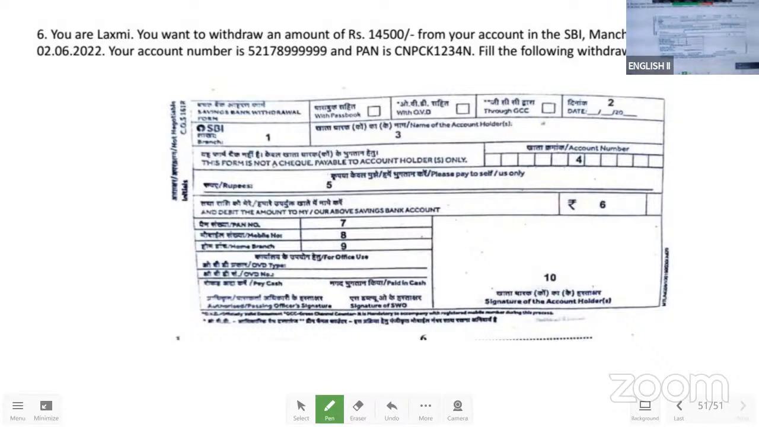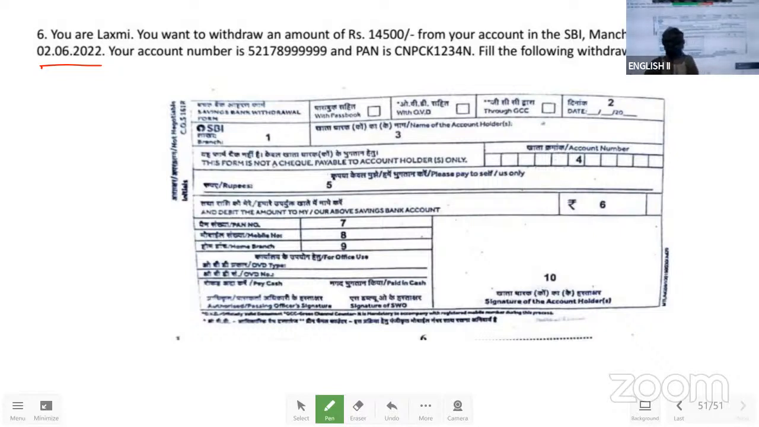Here, you are Lakshmi. It's showing on this. Anyway, you are Lakshmi. You want to withdraw an amount of 14,500 from your account in SBI Mancherial branch on 2nd. Again here, children, please make a note. Very clearly, the date is written. You have to adhere to that. Your account number is so-and-so and PAN is mentioned. Fill the following withdrawal form.